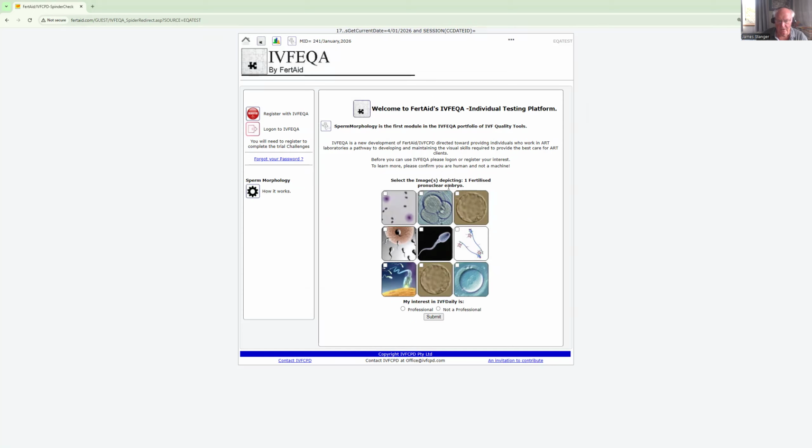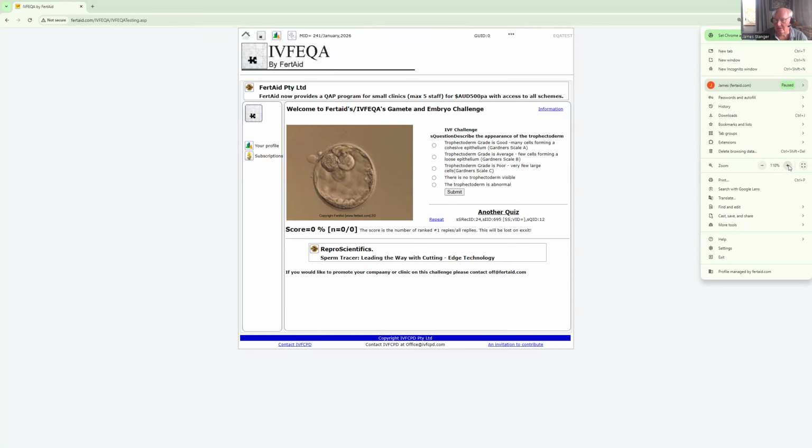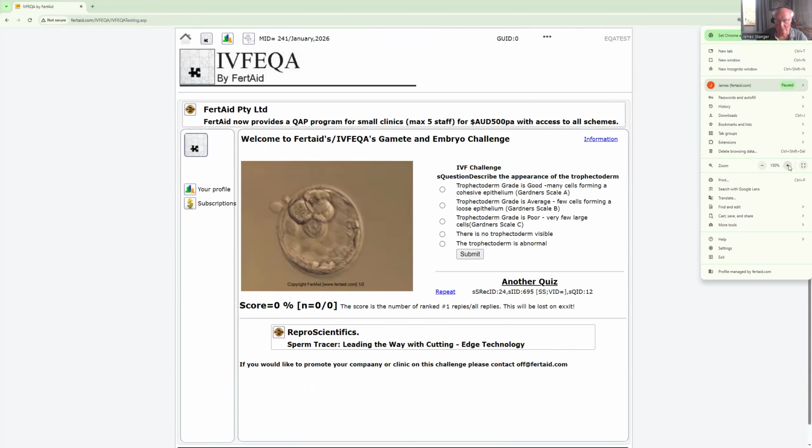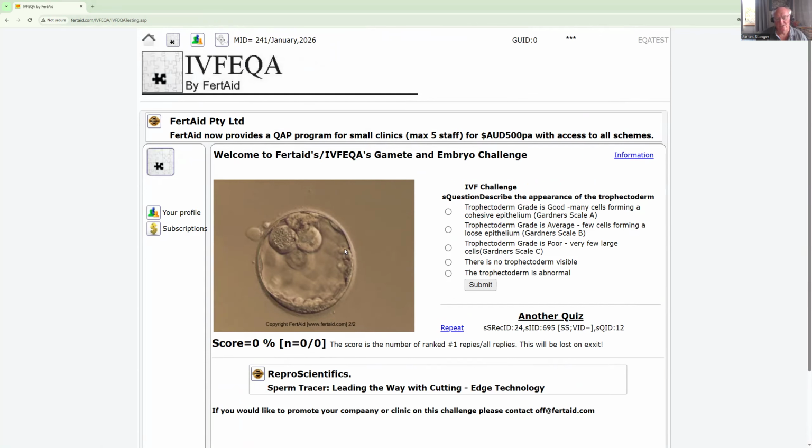So I ask you the fertilized pronuclear embryo, which is this one here, right? And I'll just make this a bit bigger so it makes a bit more sense. Okay, so what we have here is a picture of a blastocyst, and there's a whole lot of questions which I ask to document some parts. So for blastocyst, I'll ask you about the inner cell mass, trophectoderm, development, etc. Then I create a grade.